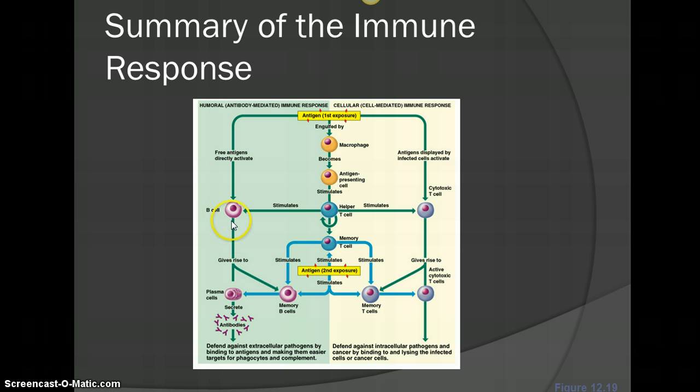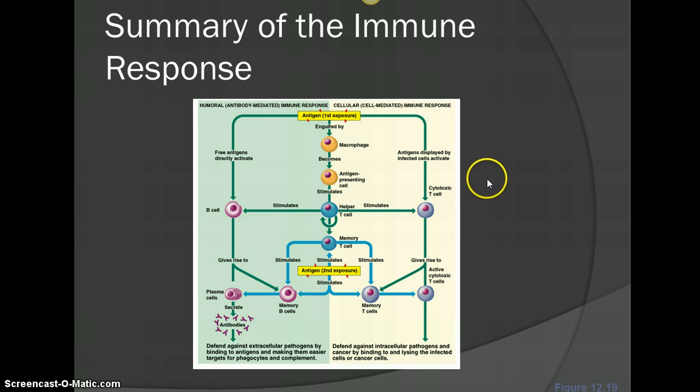And so from there, the B cells will make those plasma cells, which release antibodies, and will make some memory cells so that they can remember that next attack. The T cells are going to give rise to those cytotoxic T cells, which are going to directly kill those cells, and of course make some memory cells. And then the helper T cells will also go into a memory T cell, which helps stimulate those memory cells.